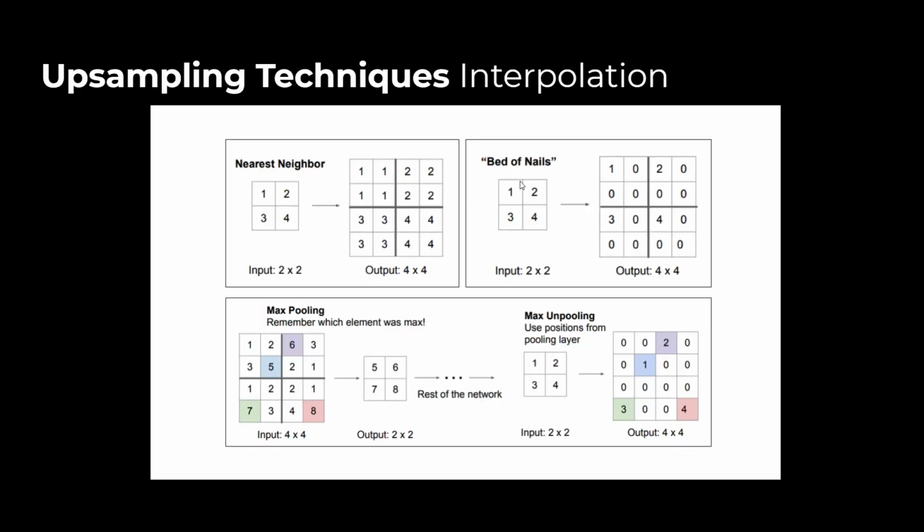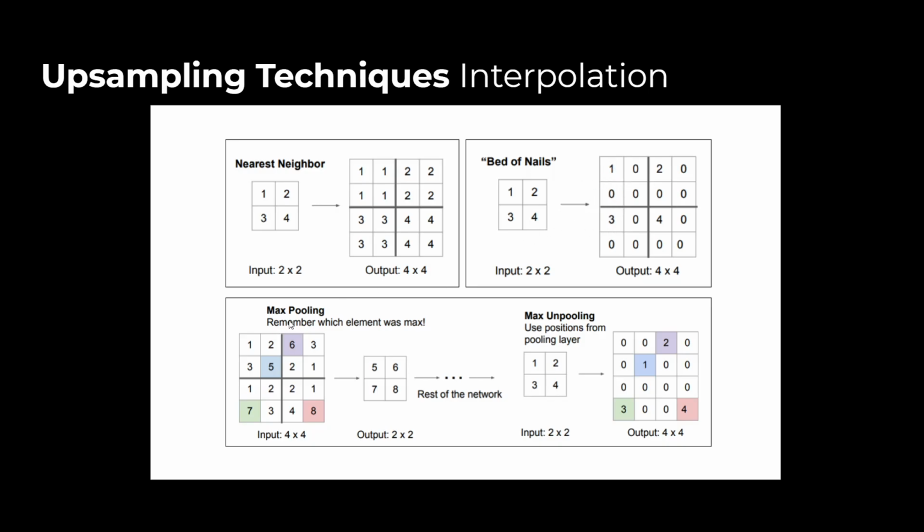You also have a different technique called bed of nails. It's not really used too much. Basically, you just fill in all of the missing values with zeros. It's called bed of nails because the pixel values that do have a value, right? They kind of just stand out.